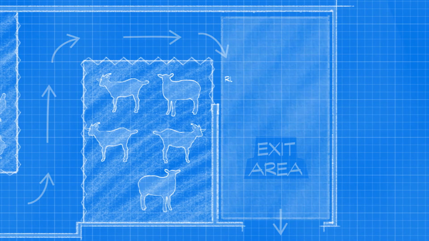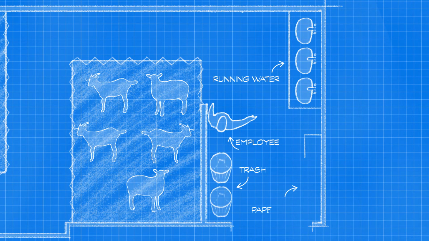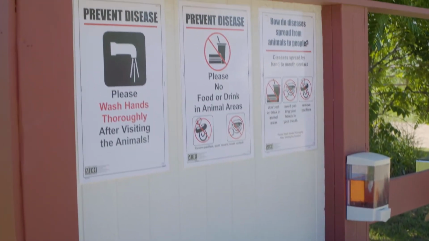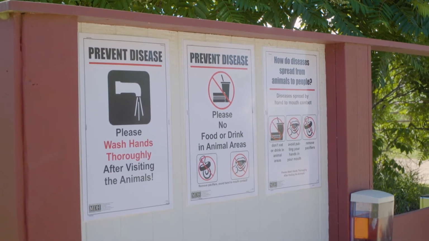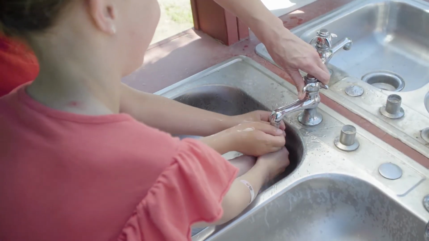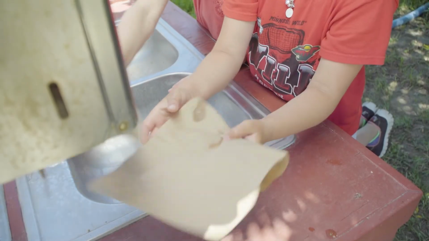In the exit transition area, venue staff and educational posters should encourage visitors to use hand washing stations immediately after exiting the animal contact area. Reduce any barriers to hand washing by conveniently placing stations as close to the exit as possible. Hand washing stations should have running water and should always be stocked with plenty of soap and paper towels.